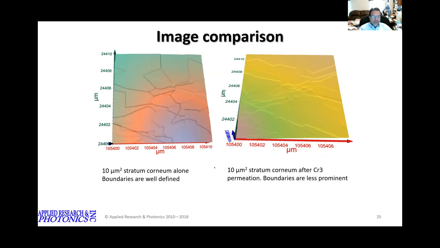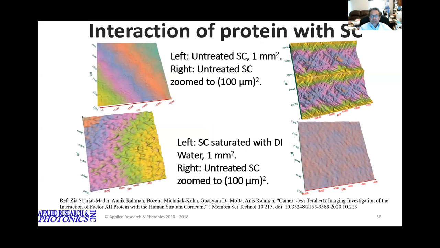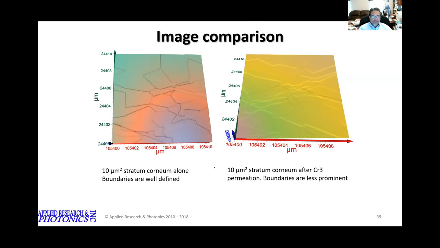And that we have seen all along. We can even come to very close up, such as 10 micron by 10 micron in this image. That gives us a way to quantify the effect of chromium on stratum corneum. This is just an academic exercise and has no practical implication, but it shows that this technique is able to discern between a stratum corneum that was treated with chromium solution and one that was not.